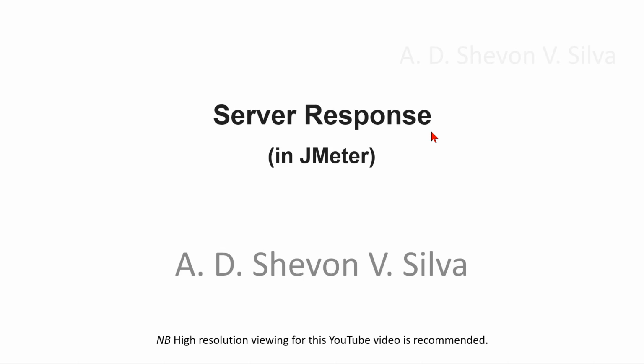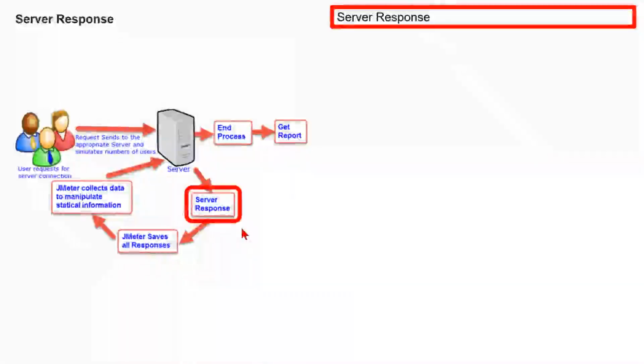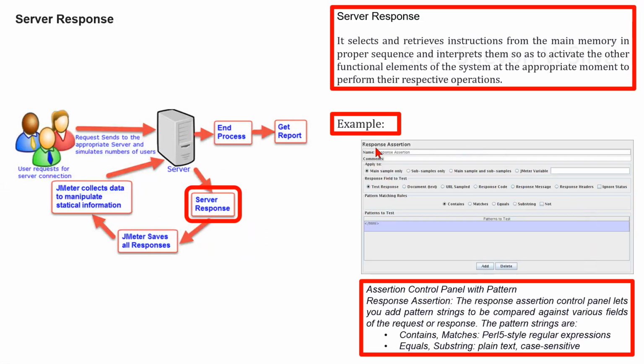Server response in JMeter. We are focusing on server response. As an example, we can consider this assertion control panel with a pattern.